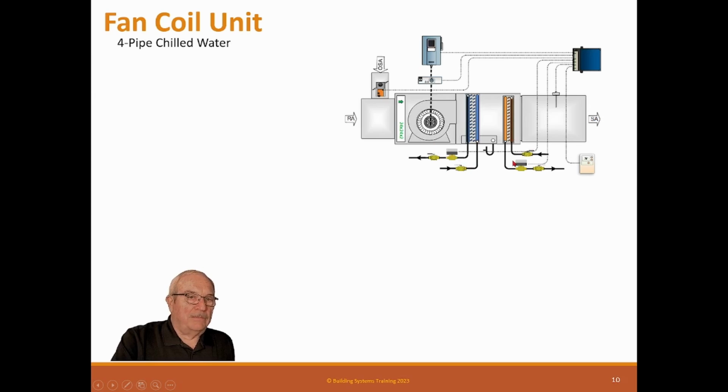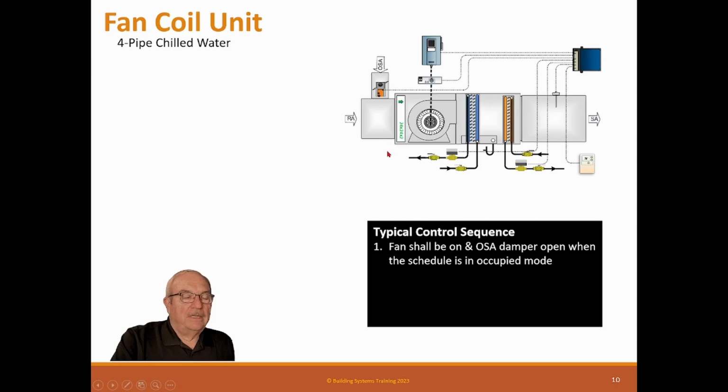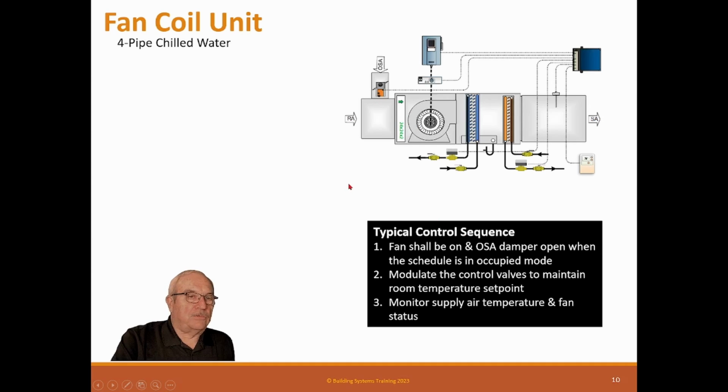Of course, it has a control system that does everything. It's going to modulate both these valves. It's going to turn on and off the fan. It's going to turn on and off that damper. So the sequence again is the fan will be on and the damper open when we're in occupied mode. Modulate the control valves, maintain room temperature, and monitor supplier temperature status. So this control system is really easy for this system.